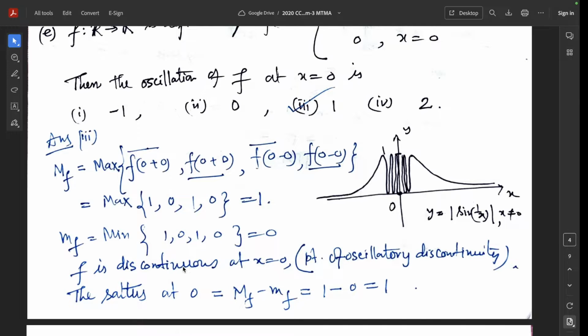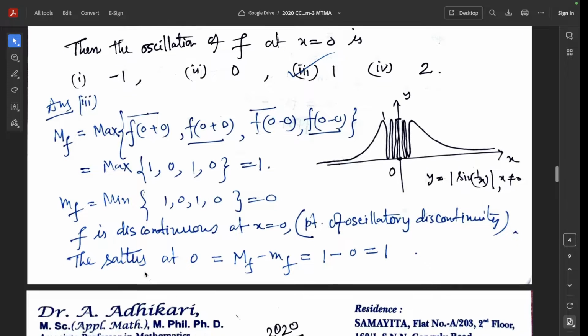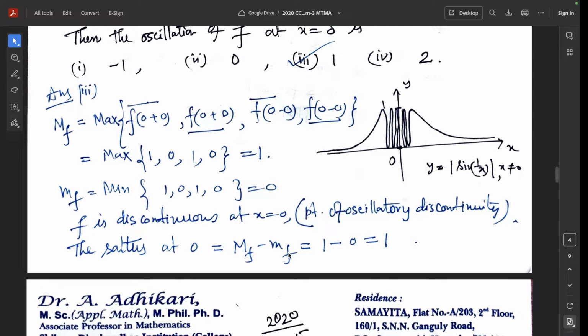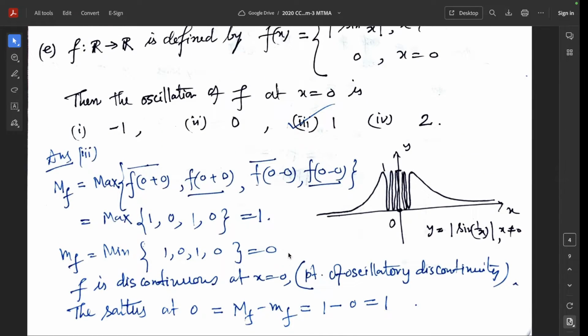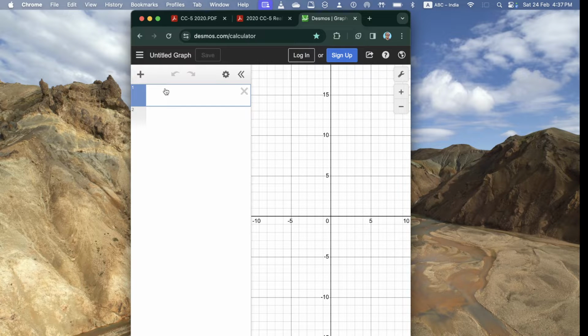So f is discontinuous at x equal to 0, a point of oscillatory discontinuity, and the saltus is the oscillation at 0, capital M minus small m, which is equal to 1. You can draw this graph. Fine.